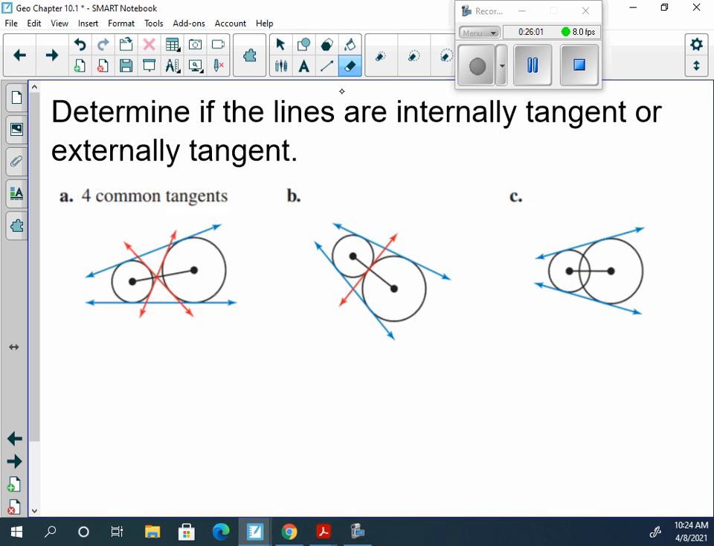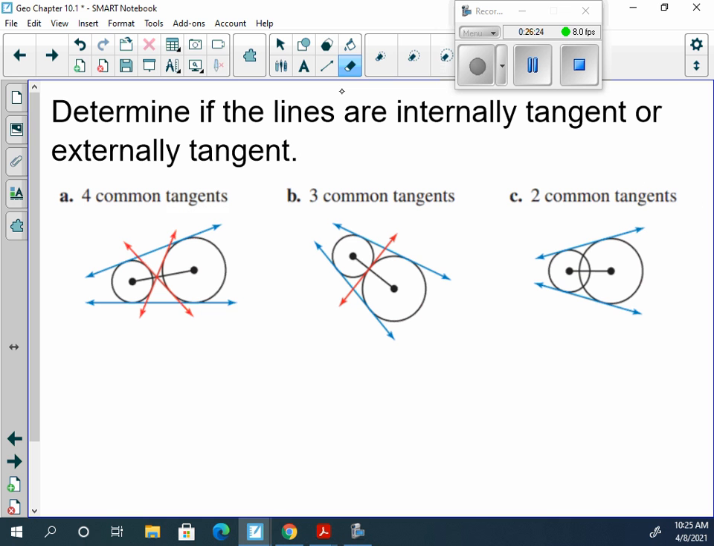Now, if their point of intersection is at one point on the circle for each, where they intersect once, we're going to have three common tangents. One is going to be internal, the one that just goes straight down where they meet, and we have two that are external.